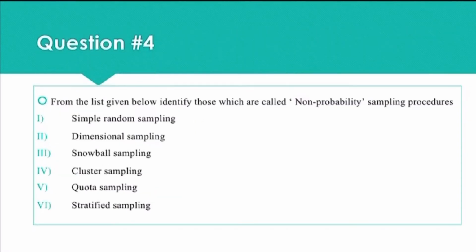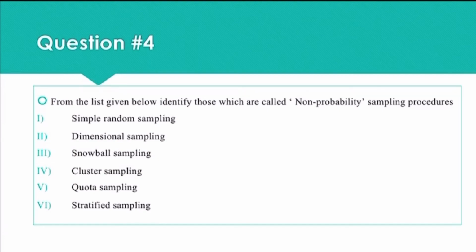Next question. From the list given below, identify those which are called non-probability sampling procedures. Okay, they have given a mixture of probability and non-probability sampling procedures. First, simple random sampling. Second, dimensional sampling. 3, snowball sampling. 4, cluster sampling. 5, quota sampling. And 6, stratified sampling. Okay, simple random is a probability method. So 1 is ruled out. Second, dimensional sampling. We saw that it's an extension of quota sampling. So that is a non-probability procedure.